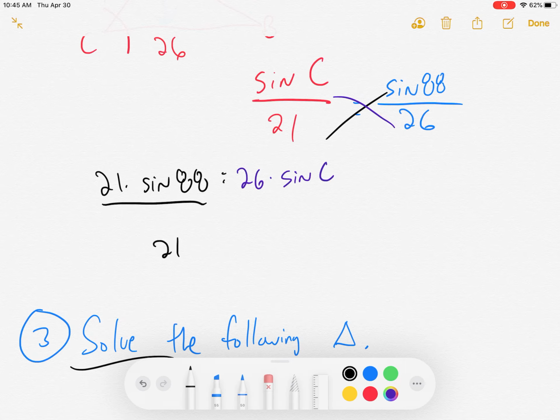So this equals 21 when you plug it into your calculator. We're rounding just a little bit. 21 equals 26 times the sine of C. We've got to get C by itself. Divide by 26, divide by 26.